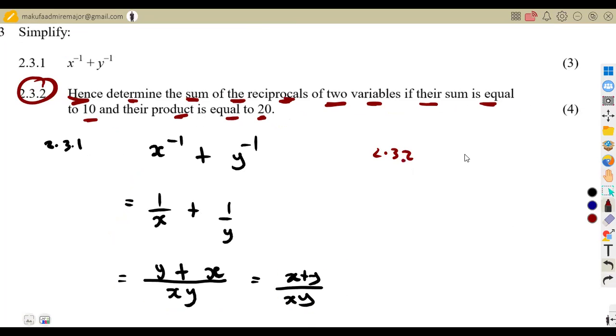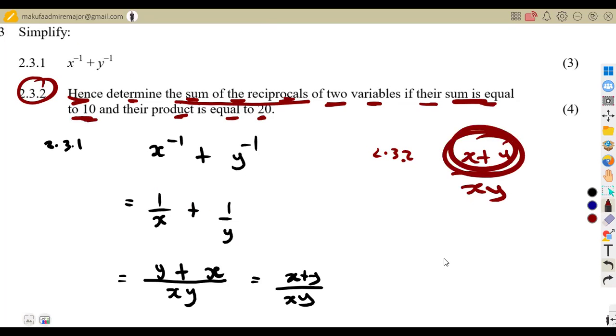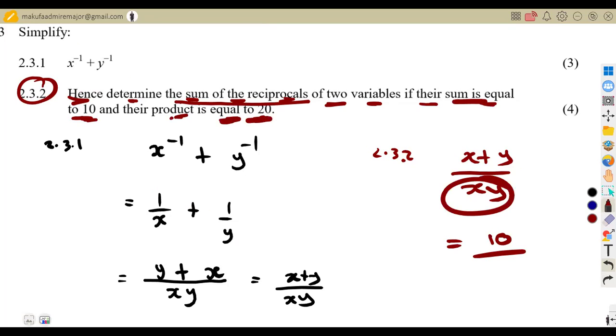We got x plus y over xy. This is just a continuation. So the sum of the reciprocals, 1 over x plus 1 over y. And they're saying the sum is equal to 10. The sum x plus y is 10. And the product is 20. The product of these two is 20. So this question was not properly given, but that is what they were trying to say.